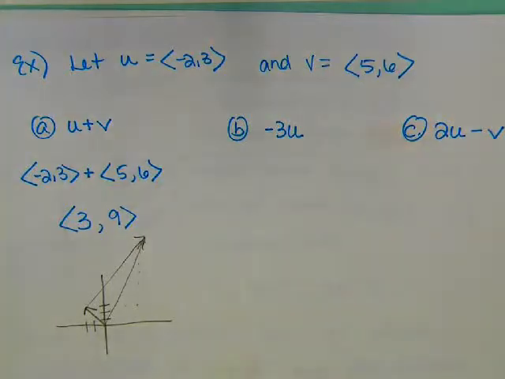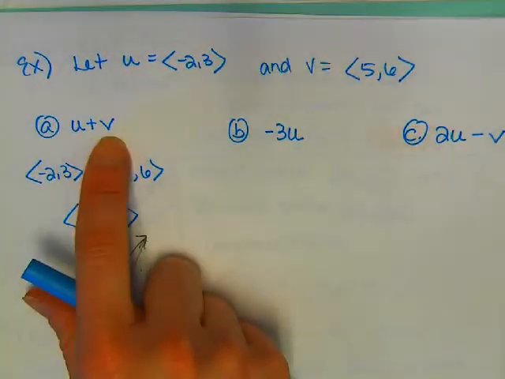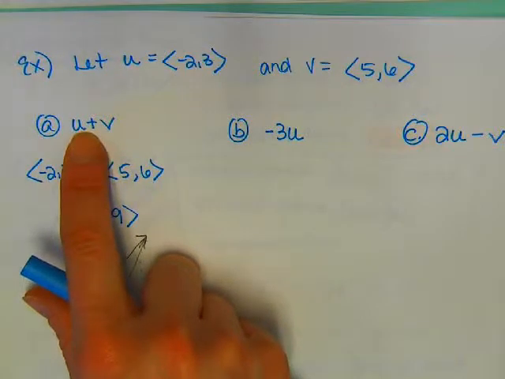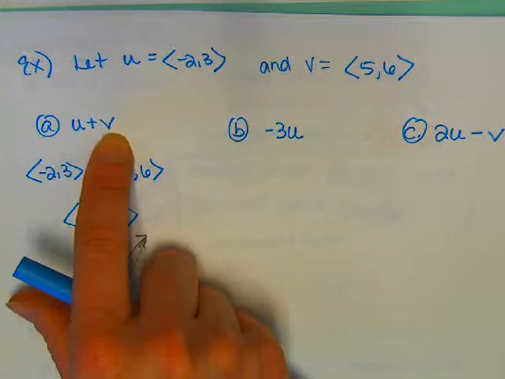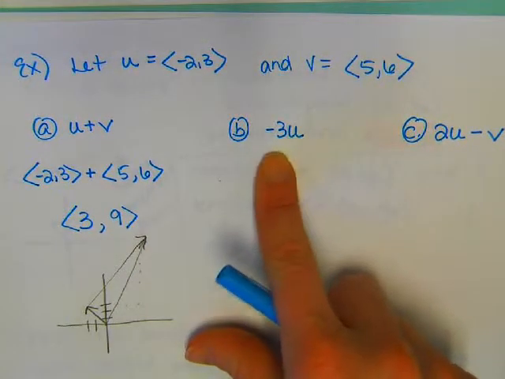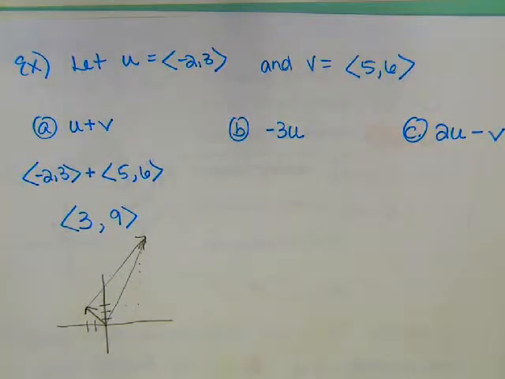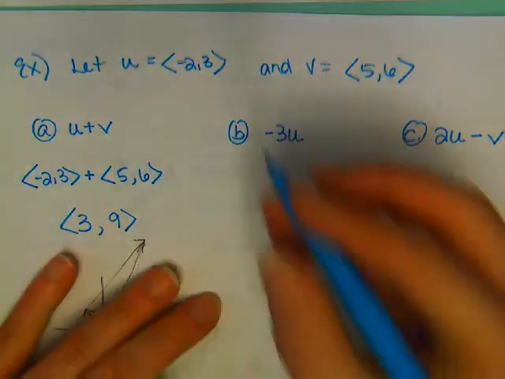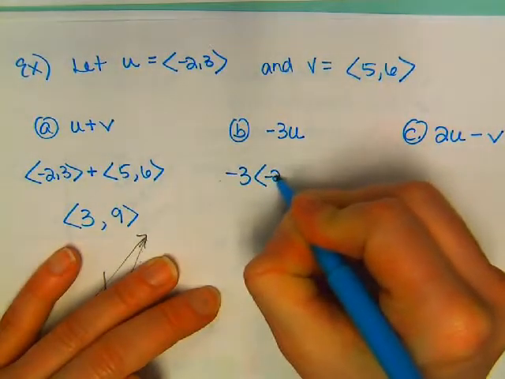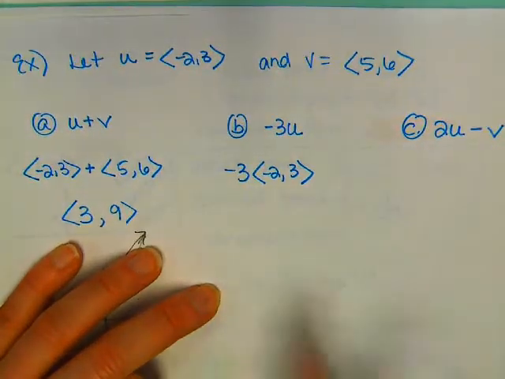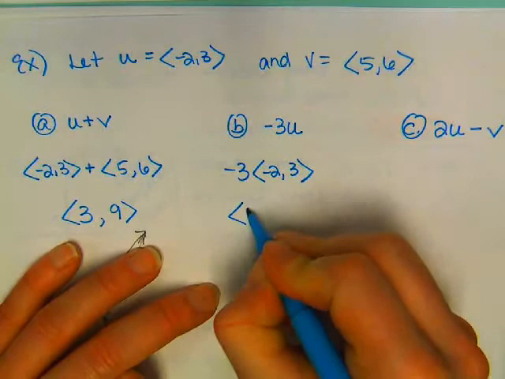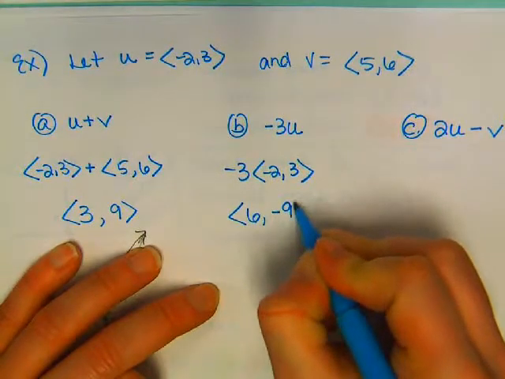There is no multiplication of vectors. There's no u times v. There's something called a dot product, which we'll get to later. But I'm not going to ask you today to do u times v. What I might ask you to do is take a number times a vector, -3 times u. What do you think you do for that? Yeah, it's like distribute. So the new vector would be 6, -9.